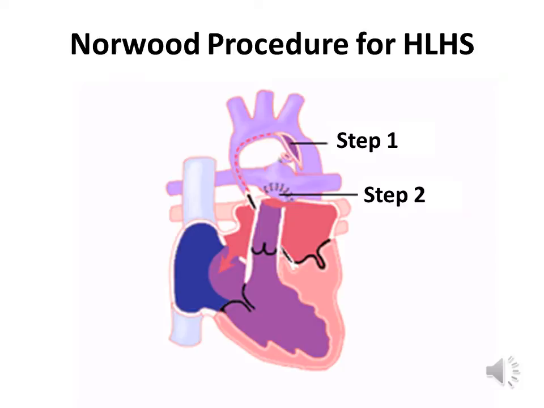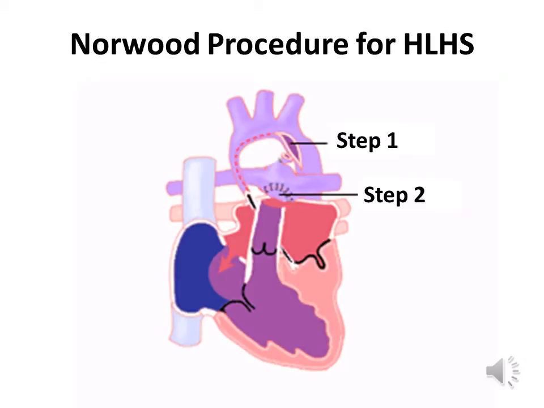In step 1, the patent ductus arteriosus is ligated, and the hypoplastic aorta is opened longitudinally from the descending aorta to near its origin at the heart. It is now splayed open and can be used to construct a new aorta, or neo-aorta.